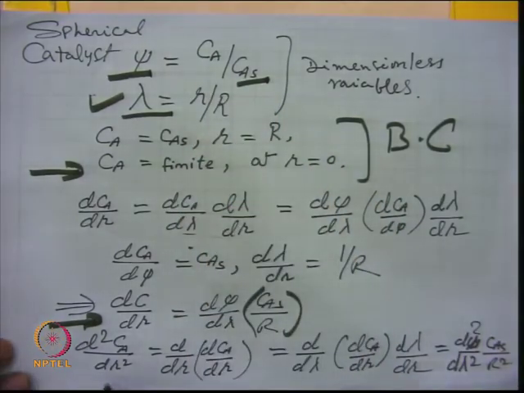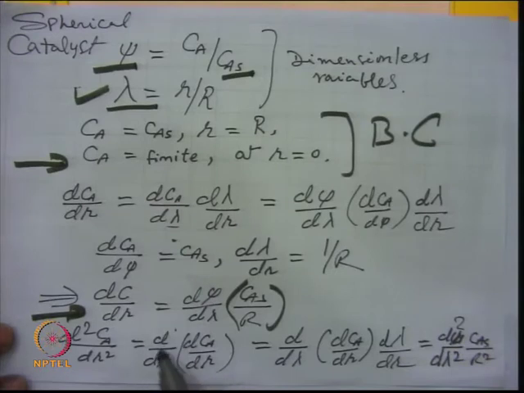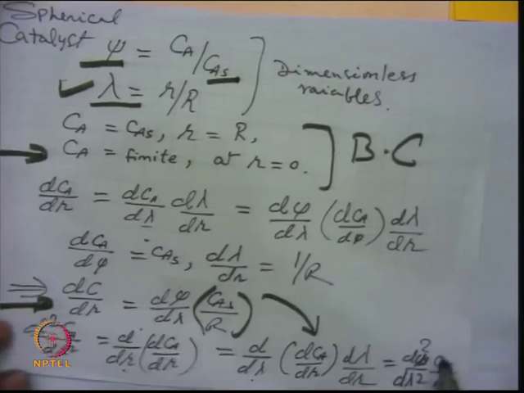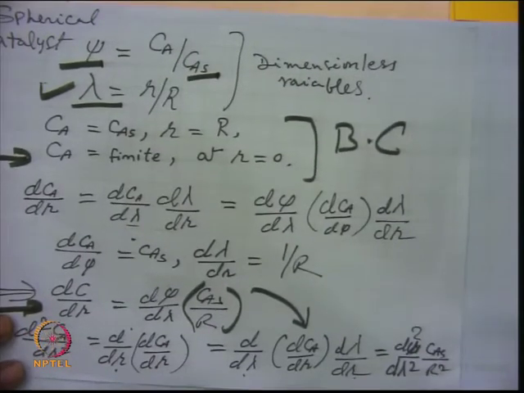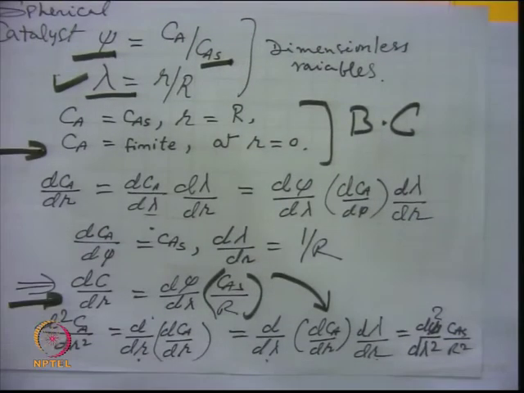Then we evaluated the second derivative d2C_A by dr square, and that is again defined as d over dr of dC_A by dr, that we discussed last time. So, one can again write d over dr in the form of d over d lambda into d lambda by dr. So, dC_A by dr is calculated here. Substitute it in this equation, and finally, you have d2 psi by d lambda square, a second derivative, times C_AS upon R square, right. So, that we have seen and discussed last time.